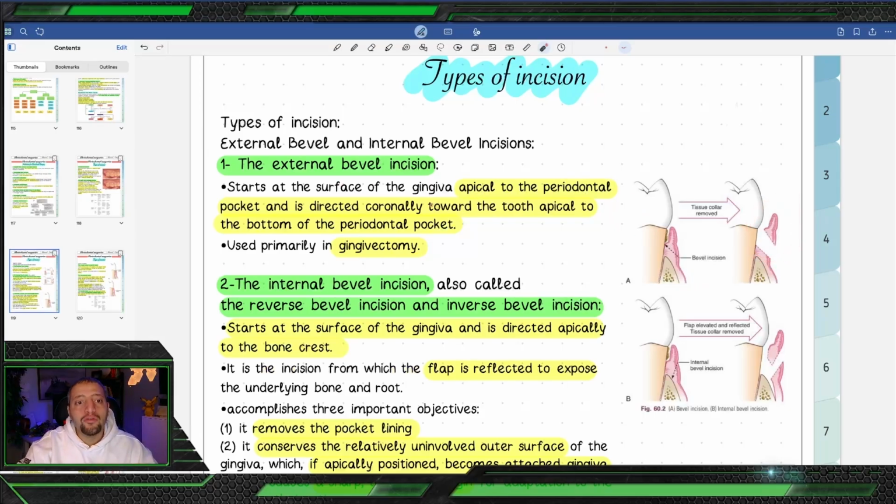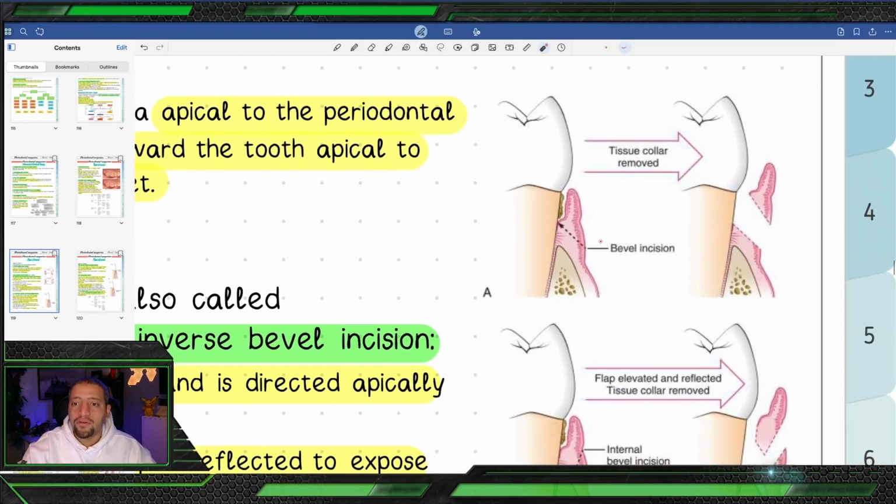So apical to the periodontal pocket and directed coronally toward the tooth, apical to the bottom of the periodontal pocket. So let's see it here. You start from the apical part of the gum, apical to the depth of the pocket. So you are cutting here in the attached gingiva. This is the attached gingiva. So for this technique, the strict requirement is enough attached gingiva.